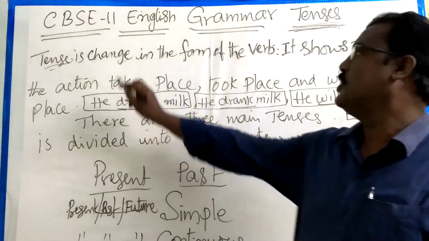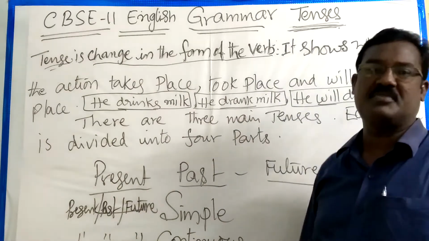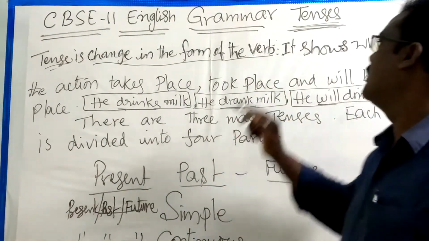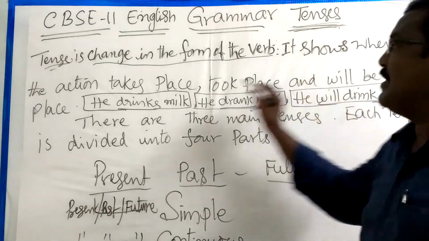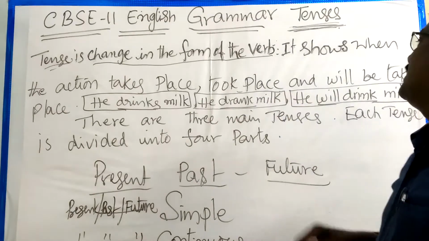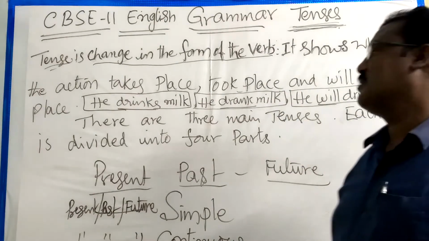Tense is change in the form of the verb. So we have to find out the change in the form of the verb. It shows when the action takes place, when the action took place, and when the action will take place.